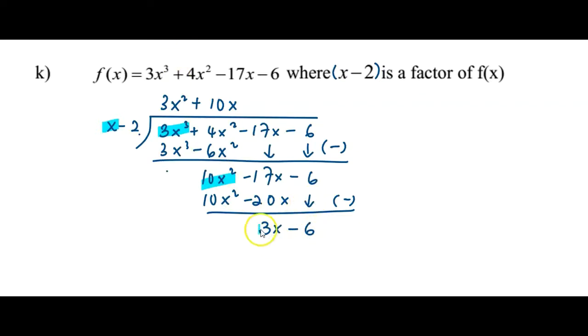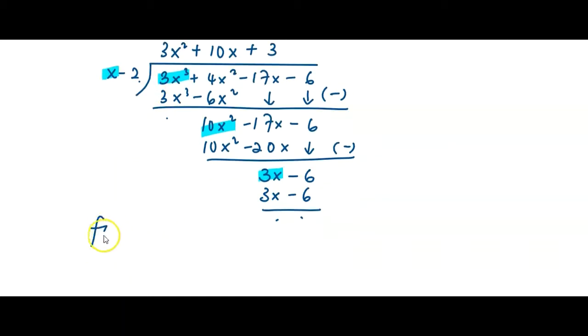Now again, leading term divided by the divisor. So you have 3x divided by x, we have a positive 3. Positive 3 multiplied by x, you have 3x. Then 3 multiplied by negative 2, you get negative 6. So there is no remainder because this is the factor. Meaning that our f(x) can be written as x minus 2 multiplied by our quadratic factor, that is 3x squared plus 10x plus 3.